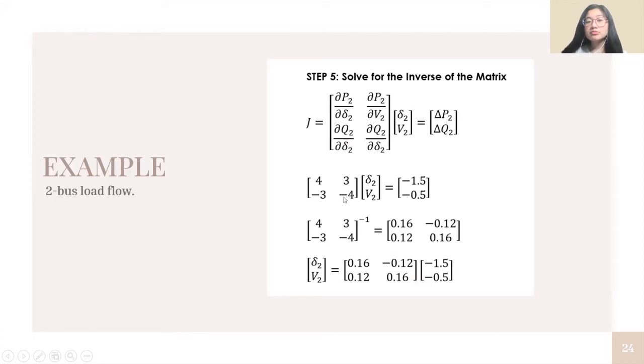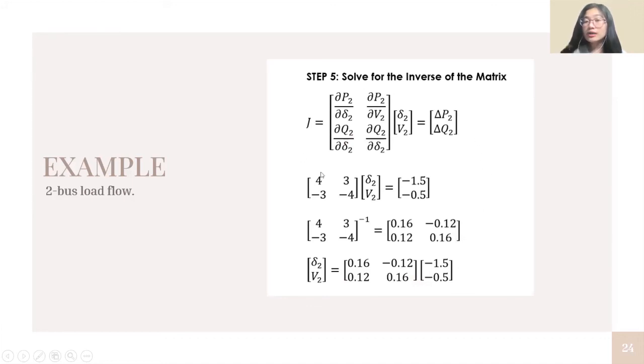So now, since we have values there, we have to inverse the matrix of our Jacobian. So our Jacobian is 4, 3, negative 3, negative 4. This 2 by 2 will be inverted by means of multiplying or raising it to negative 1, because it's just the same. That's going to be 1 over the matrix. So from solving this, we arrive at a new set of answers in our 2 by 2 matrix, which is 0.16 and negative 0.12, 0.12, and 0.16.